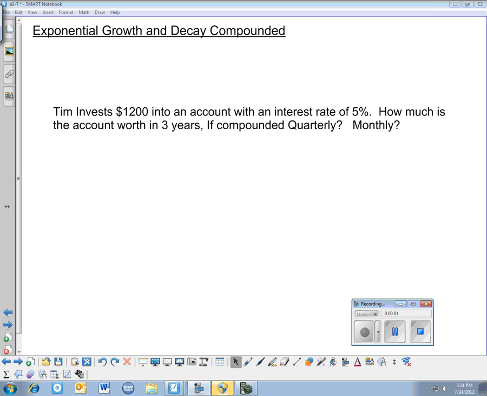Exponential growth and decay compounded other than annually, because we can compound interest quarterly, monthly, semi-annually, and so your formula changes a little bit. The formula we learned in the last problem was the answer equals the principal, 1 plus or minus the rate, to the t. It's the same formula, but what we're going to add is one more variable for compounding. Usually they give you this formula in the problem.